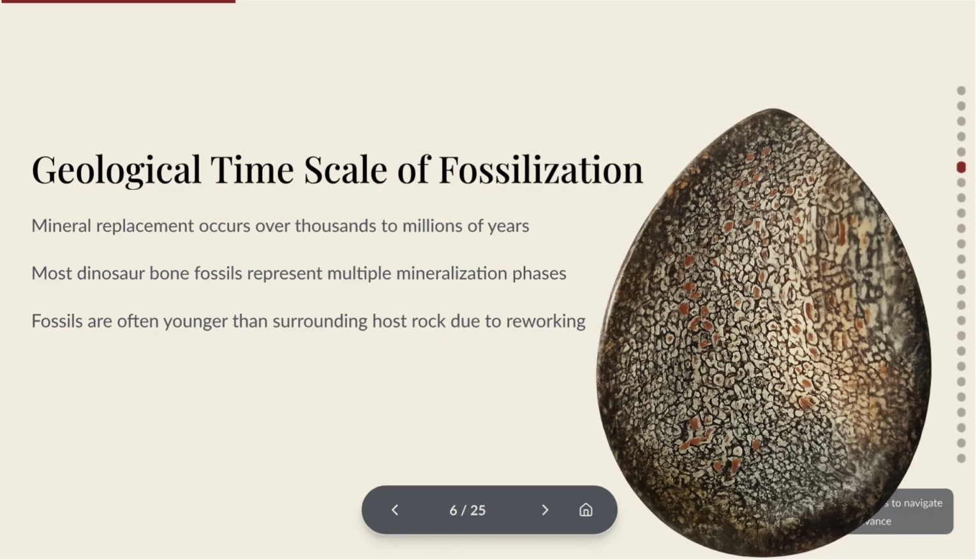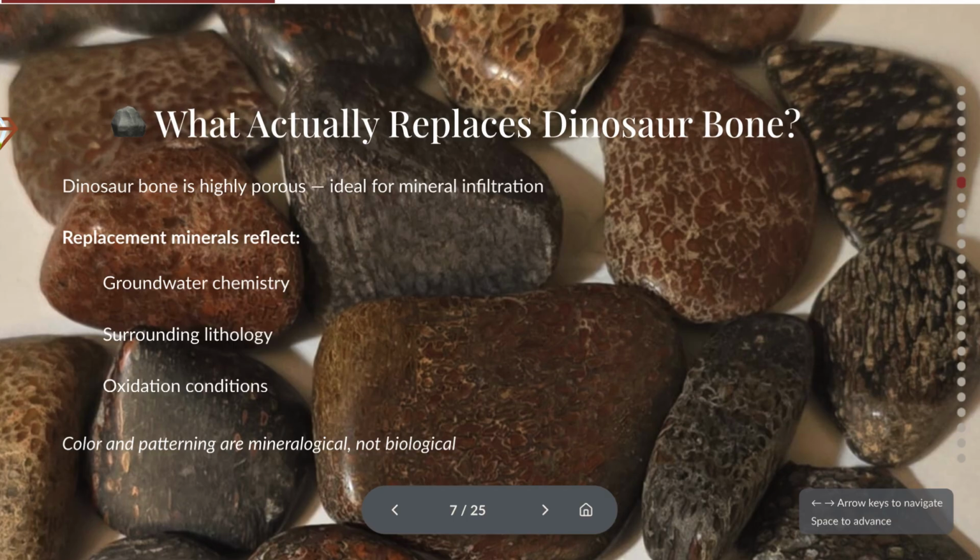Geological timescale of fossilization. Mineral replacement occurs over thousands to millions of years. Most dinosaur bone fossils represent multiple mineralization phases. Fossils are often younger than the surrounding host rock due to this reworking.